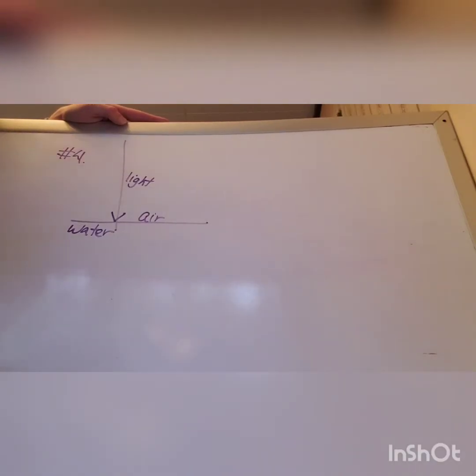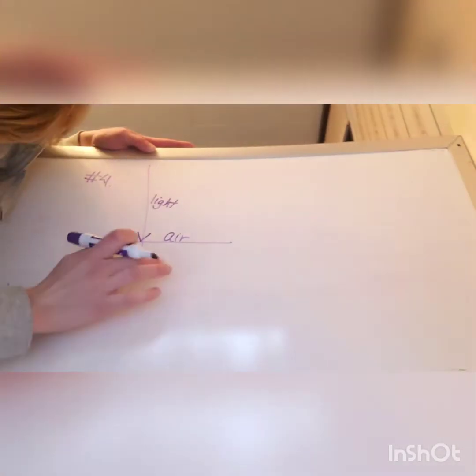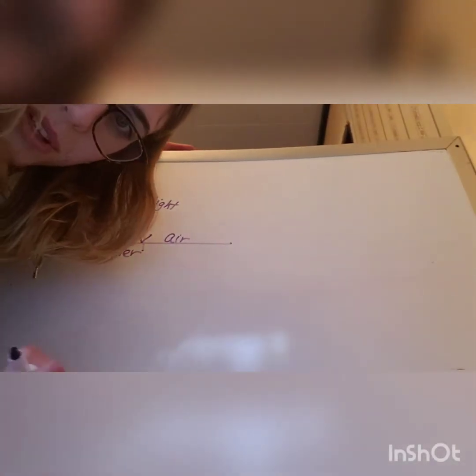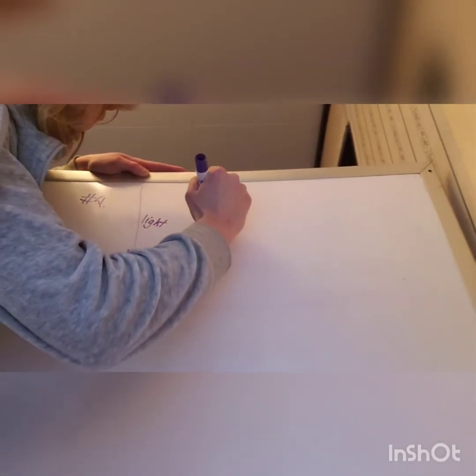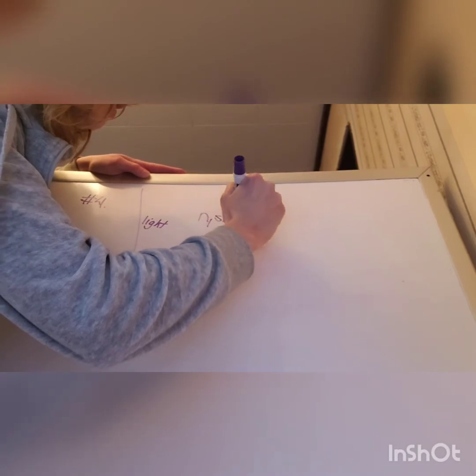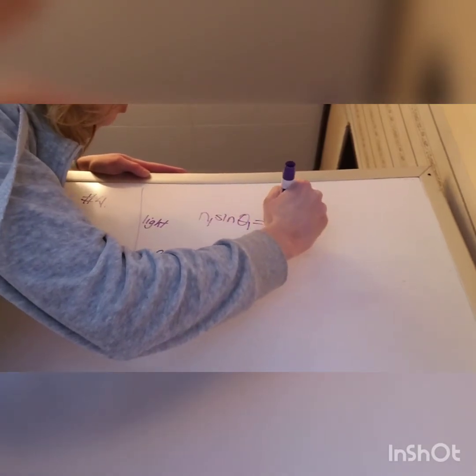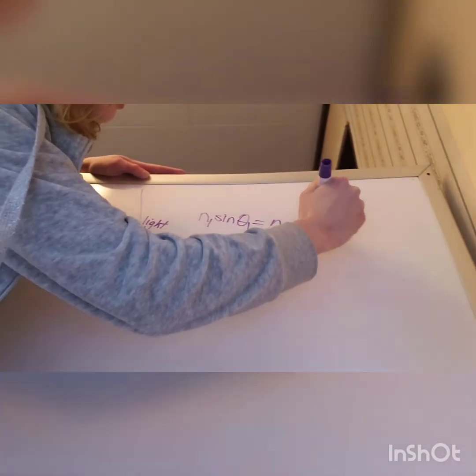Hey guys, so this is number 4. It starts with a diagram like this. And now this is completely new information. So I would like you to take out your notebooks and draw this in your notebooks, or on a piece of paper somewhere where you can follow along with me, because this is new information for you. So we're going to be working with Snell's law, and Snell's law is this right here. It's n1 sine theta 1 equals n2 sine theta 2.